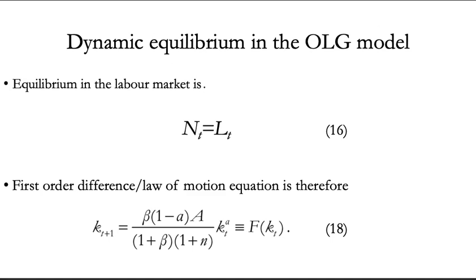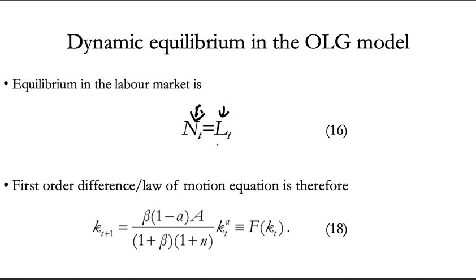The equilibrium in the labor market is given by equation 16. So N_t equals L_t. The number of population is actually equivalent to the number of workers in period t. So this is very straightforward to explain.